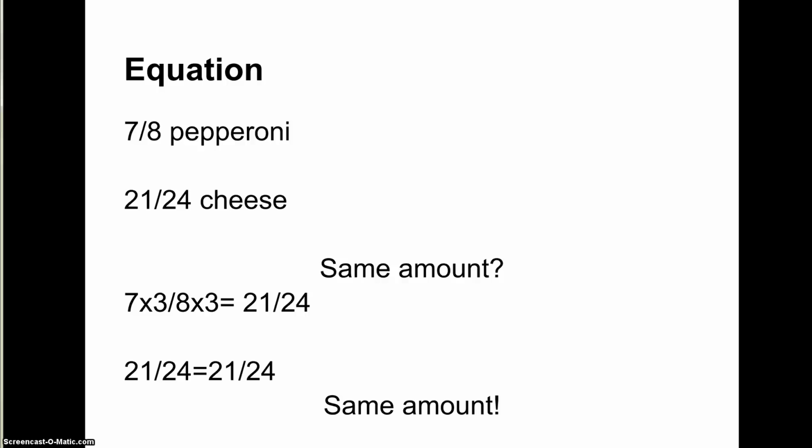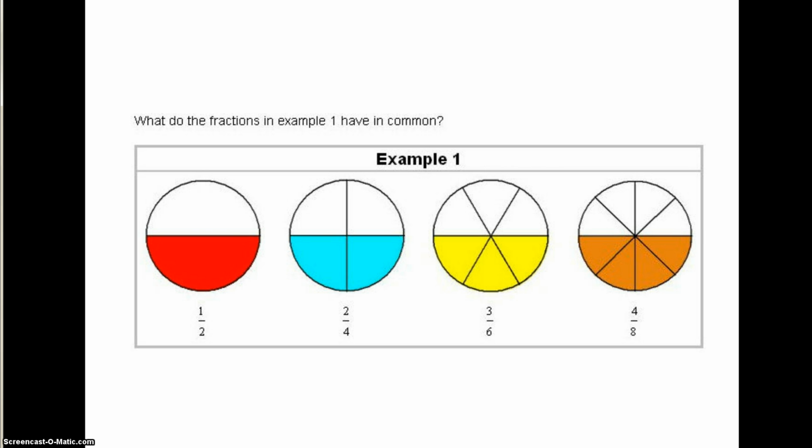In order to figure out if we have the same amount of both pizzas, we have to look at a common denominator. When we look at our original denominators, we can see that 8 is a factor of 24. This means that we multiply 8 times 3 to get a denominator of 24. Because we multiplied the bottom by 3, we have to multiply the top by 3. 7 times 3 is 21. So our new fraction is 21/24. This means that we have the same amount of pepperoni and cheese pizzas.